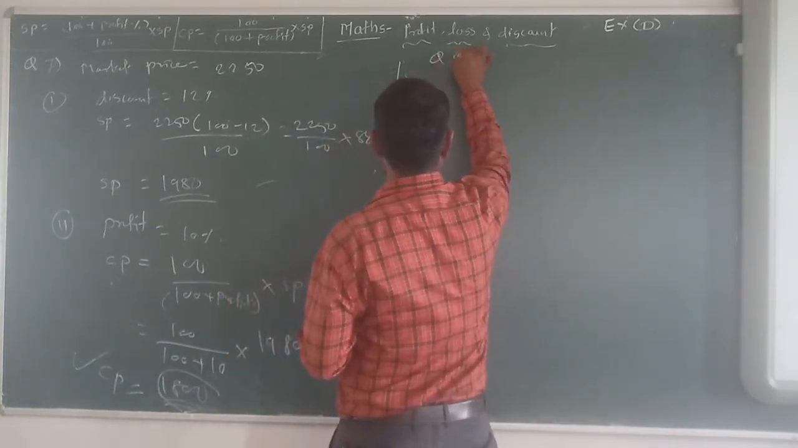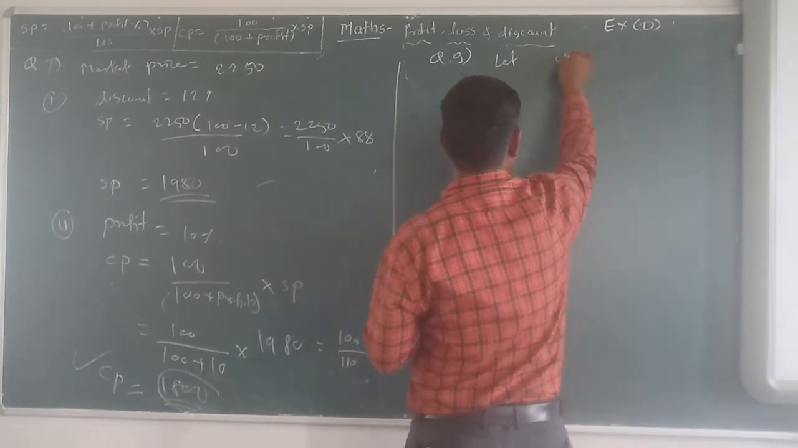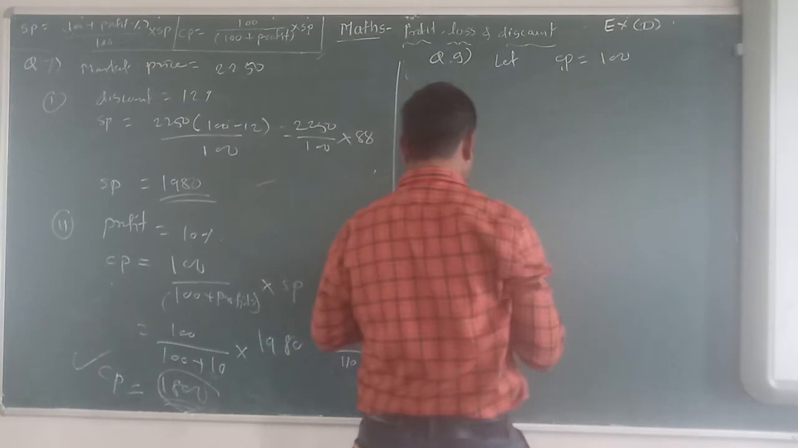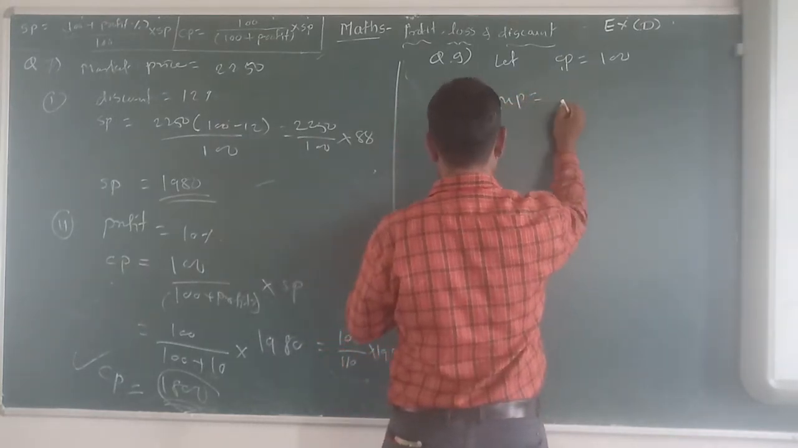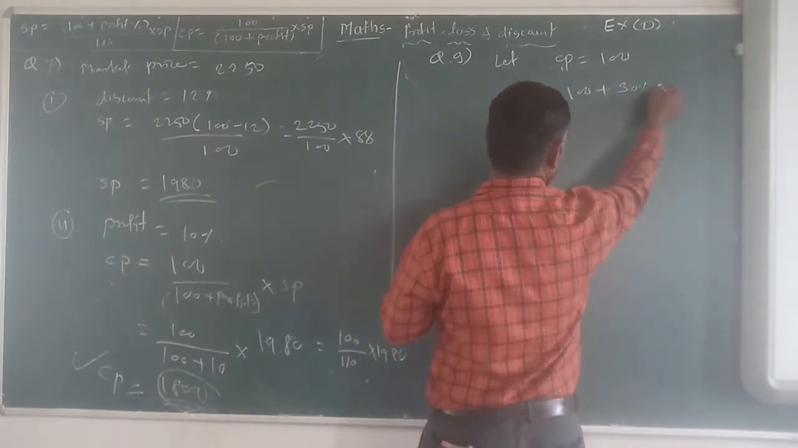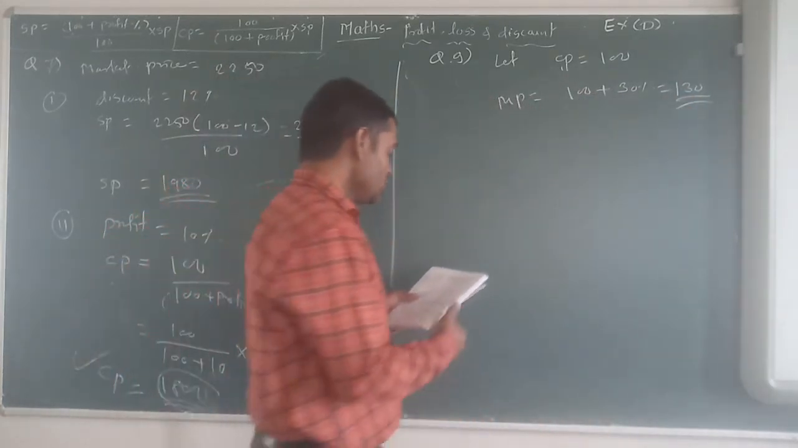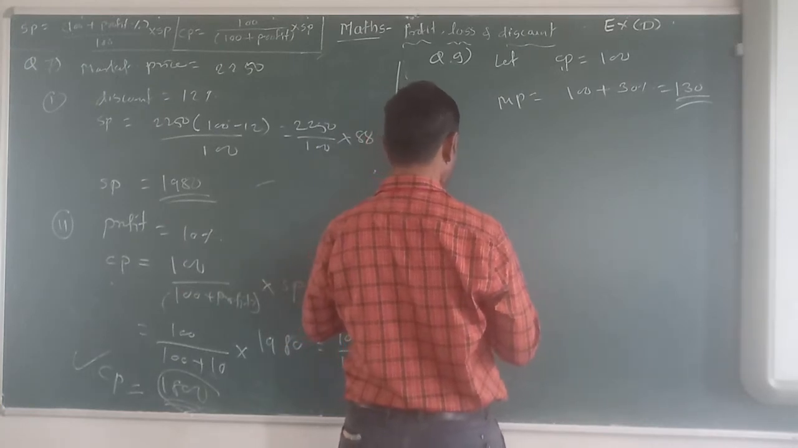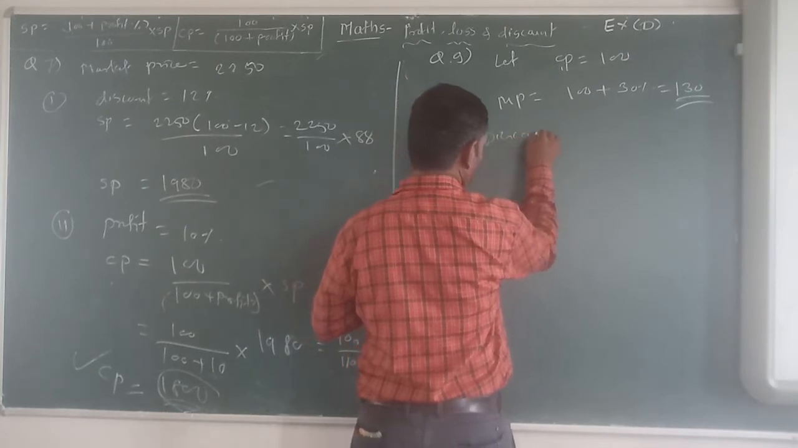Question number 9. Let CP be equal to 100. We have considered CP as 100. Then MP is equal to 100 plus 30%, that means 130, because it is 30% above the cost price. So discount is equal to... discount is always given on the MP.